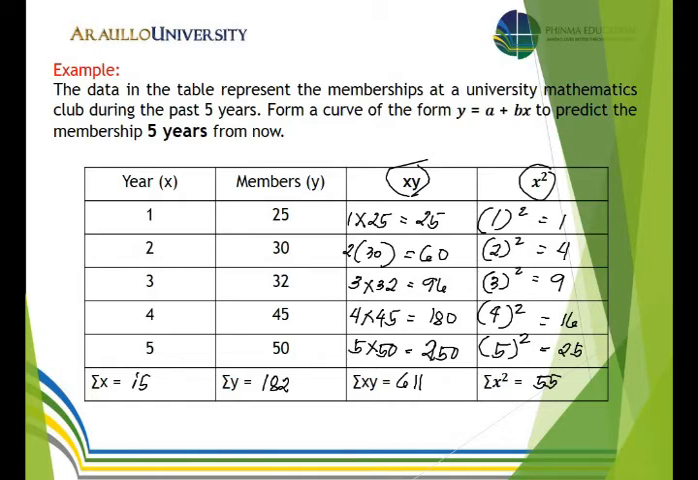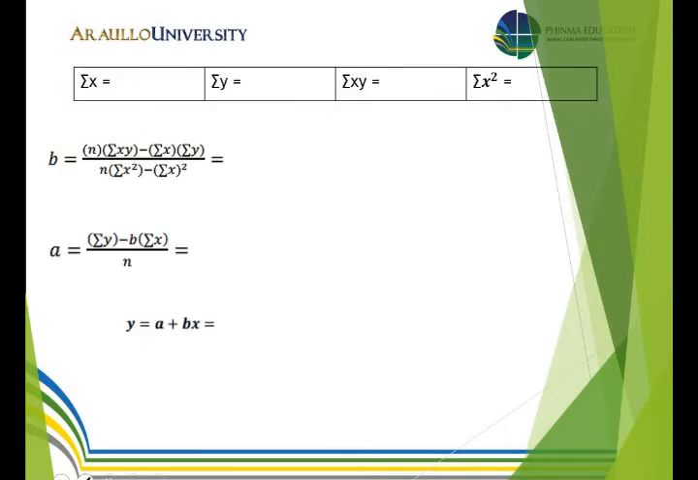Next, let me rewrite the summation of x, summation of y, summation of xy, and summation of x squared. Summation of x is 15, summation of y is 182, summation of xy is 611, and summation of x squared is 55.